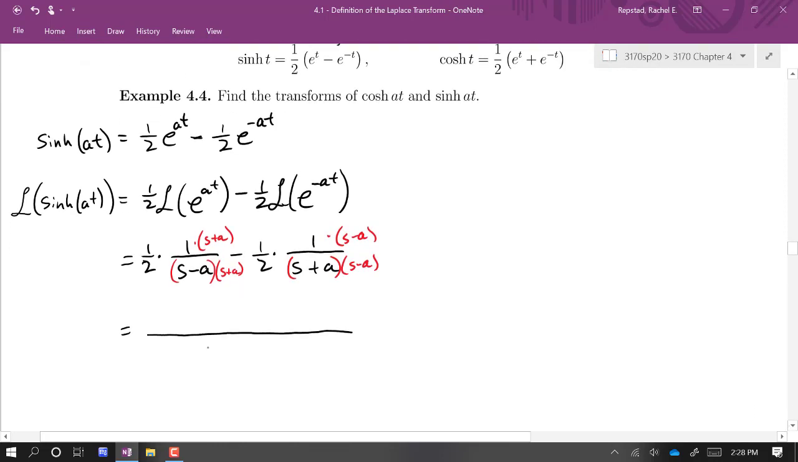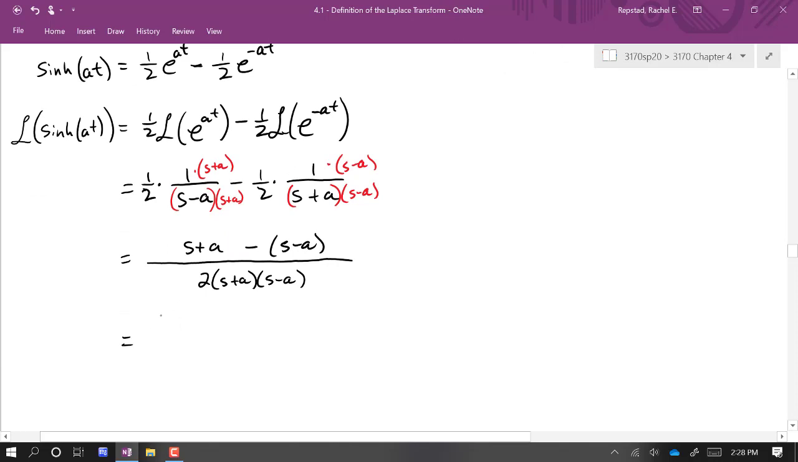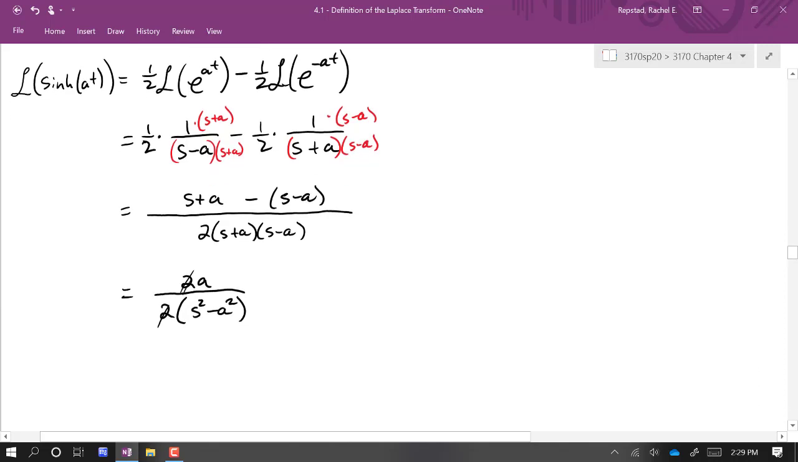So our common denominator is 2 times s plus a times s minus a. On top we have s plus a minus parentheses s minus a. Simplifying, let's see, up top we have 2a over 2 times s squared minus a squared. Cancel those 2's, and we get a over s squared minus a squared. So that is the Laplace transform of hyperbolic sine of at.